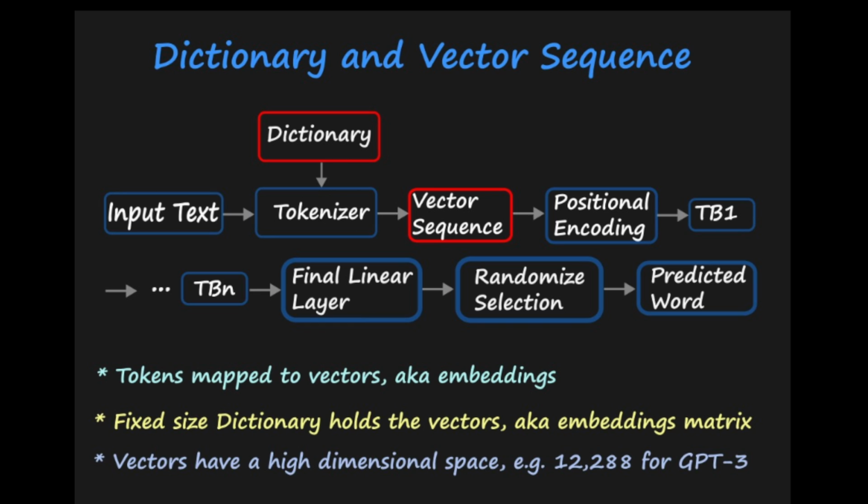The dictionary is created and trained. This dictionary is created and trained before the model itself is trained. This means that the set of words or tokens is established before training the model itself. So in effect, the set of tokens in this dictionary has a set of tokens mapped to vectors by the dictionary.